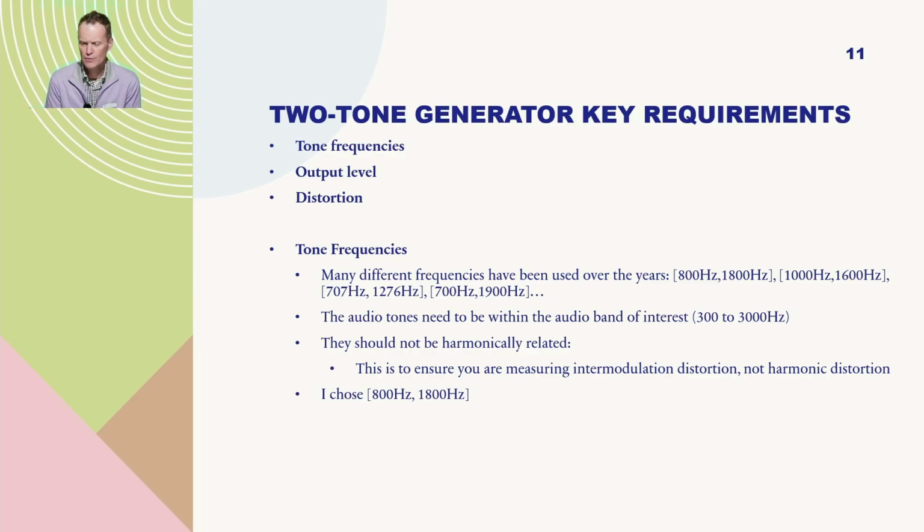There are many tone frequencies that have been used over the years in various projects, such as 800 Hertz and 1800 Hertz, 1000 and 1600, 707 and so on. And there are some references at the back that talk about some of those oscillation frequencies. Really the key requirements around those frequencies are they need to be in the audio band, so in the 300 Hertz to 3 kilohertz sort of band where your voice normally occupies. And they should not be harmonically related. This is because we're trying to measure intermodulation distortion rather than harmonic distortion. I'll go into what that means a bit later on, so don't worry if that distinction is not particularly clear.